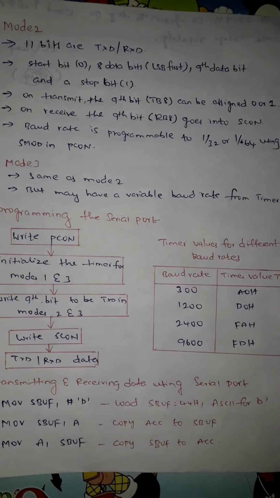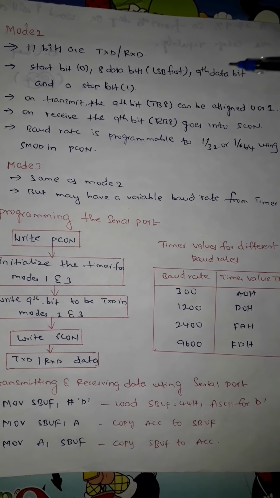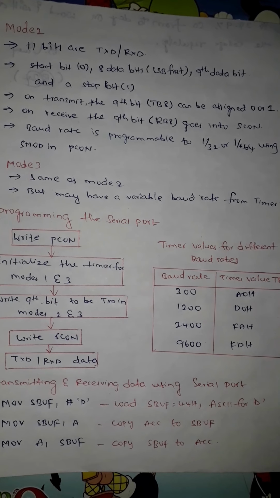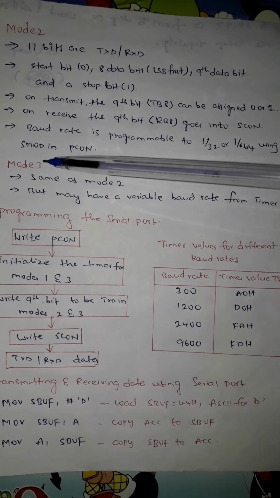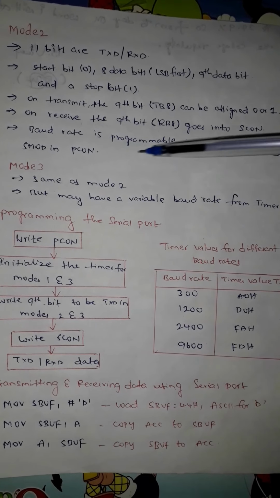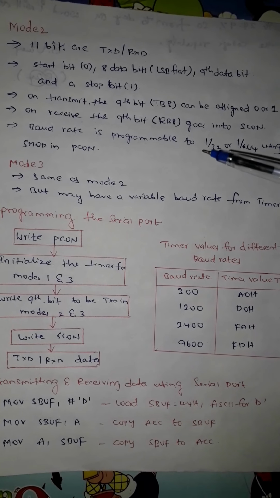And we know that in mode 2 the baud rate is fixed, so you can select the fixed baud rate for mode 2, that is either 1/32 or 1/64. You can select 1/64 if you set the SMOD bit in PCON to 1, and you can select 1/32 if you set the SMOD bit in PCON to 0. So that is about mode 2 of operation.